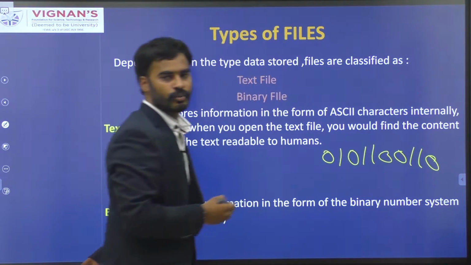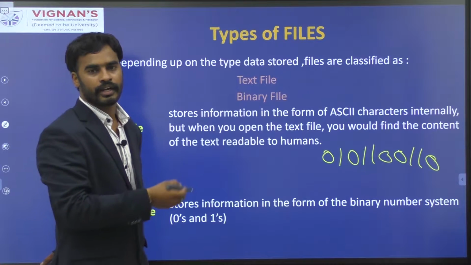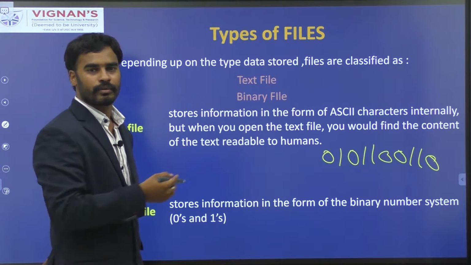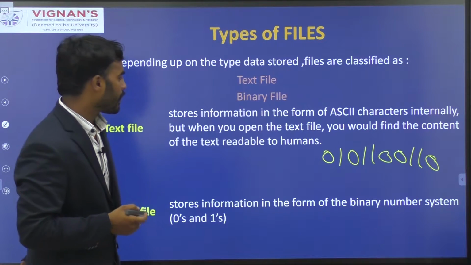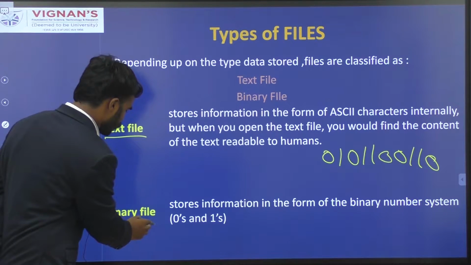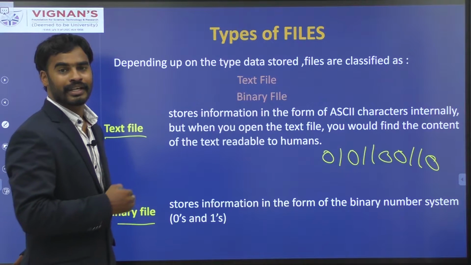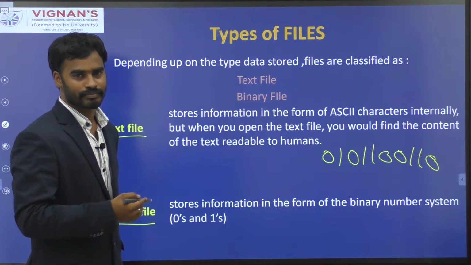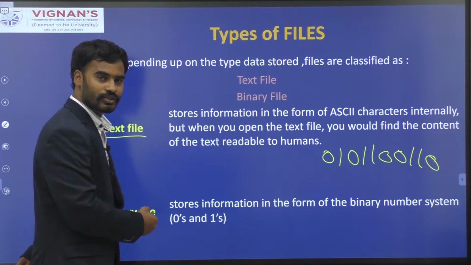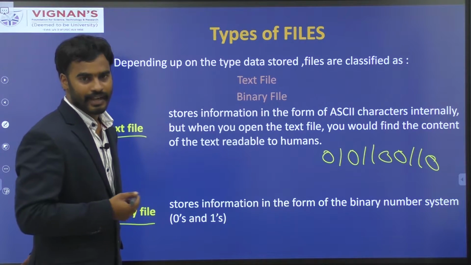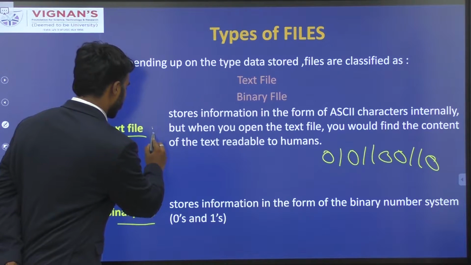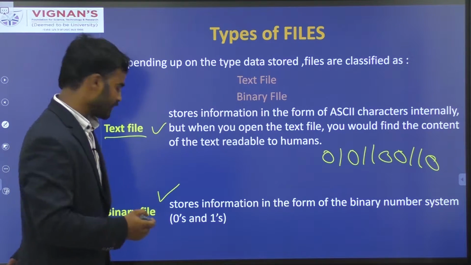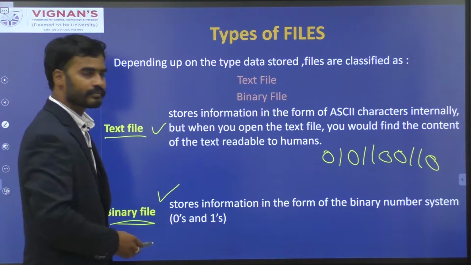So this is not a human readable format, and you need different algorithms to convert the data into human readable format. But compared to text files, binary files are more efficient, because the representation is very close to the system. The representation is very close to machine language. So compared to text files, binary files have fast access and are an efficient way of storing the data.